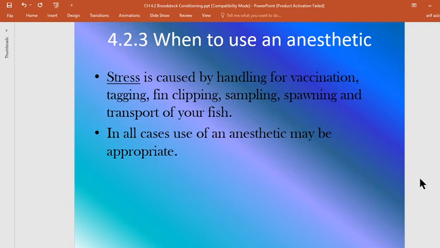Sampling, spawning, even spawning, last time in our hatchery we tried to use anesthetic for the fish, but unfortunately our clove oil dah pecah dan tak boleh guna.